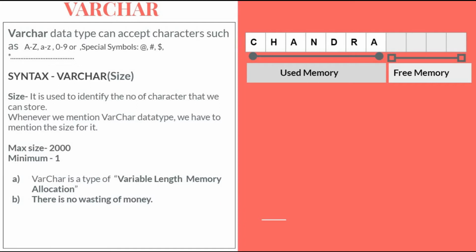So now you have a question. If char and varchar are the same type of thing, same category, what is the difference between char and varchar? The major, basic difference is this: in char the memory is fixed and allocated, but varchar is a type of variable length memory. There is no wastage of memory in varchar.